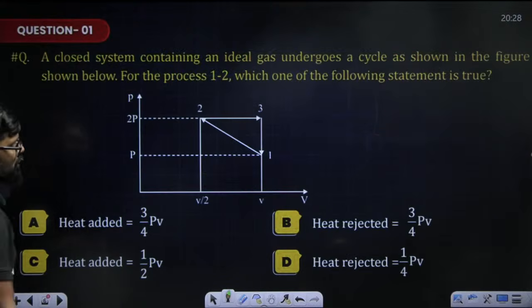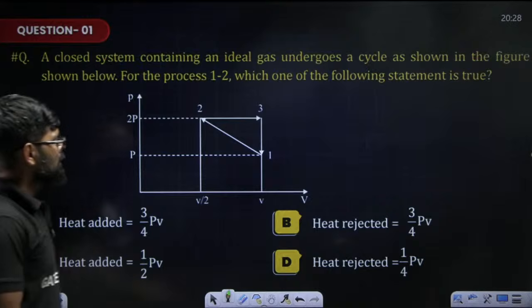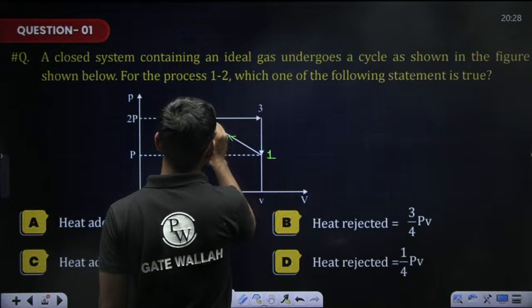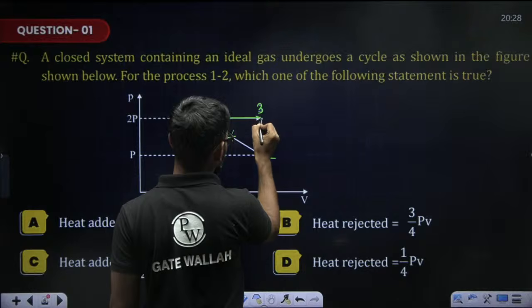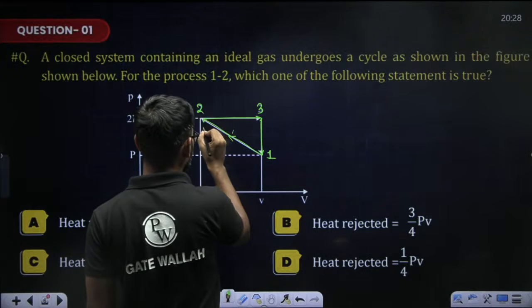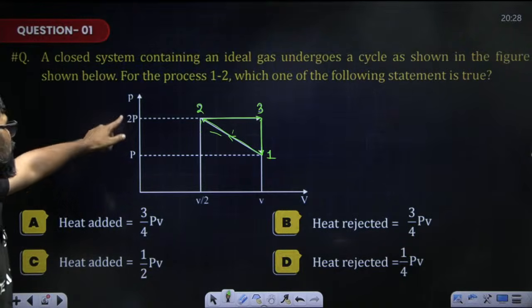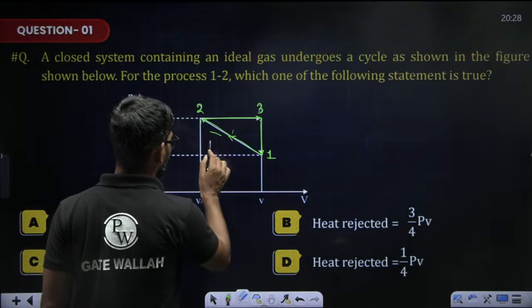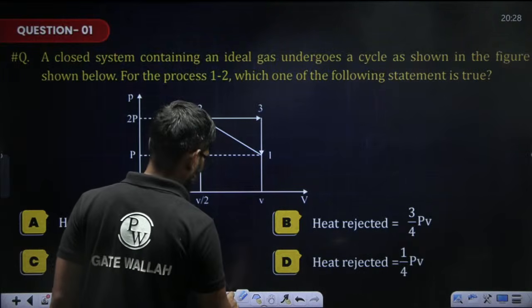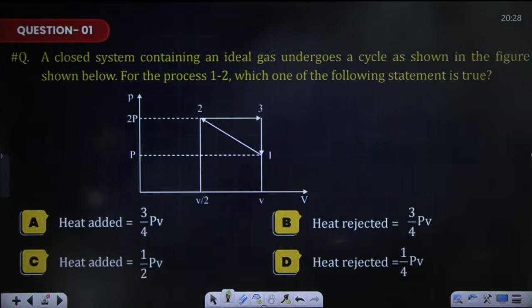Okay, now I'm moving to the next problem. Okay, just look at this problem. The cycle is 1, 2, and 3. So this is the cycle given here. So here volume is V by 2 and here volume is V, right? Now here pressure is P, and here pressure is 2P, right? Now we start to solve. 1, 2, 3 is the cycle. A closed system containing ideal gas undergoes the cycle as shown in the figure below. For the process 1 to 2, which one of the following statements is true? For process 1 to 2 you need to tell.